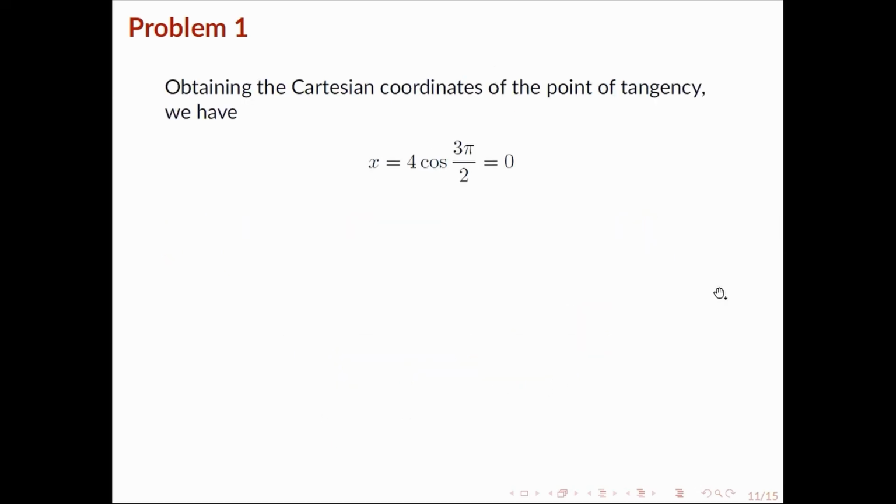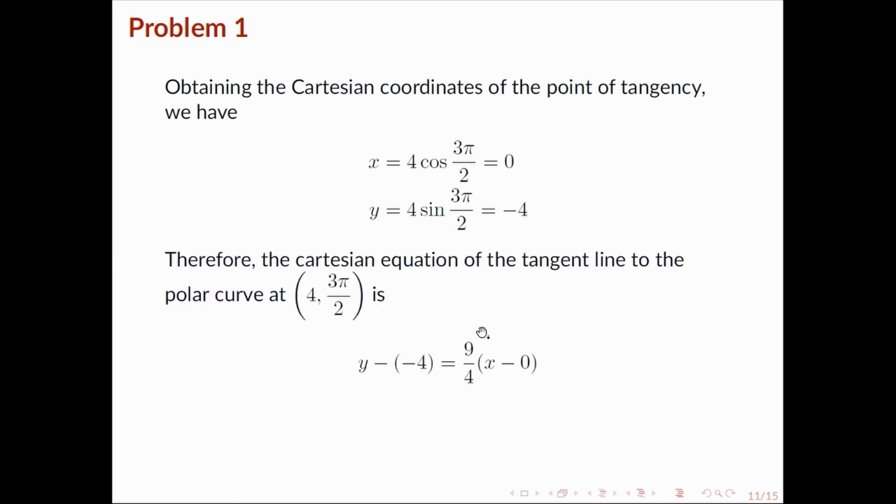Then, obtaining the Cartesian coordinates, we know that x equals r cosine theta. Substituting the value of r and theta, we get x equals 4 cosine of 3 pi over 2, which is 0. On the other hand, y equals 4 sine of 3 pi over 2, which is equal to negative 4. Therefore, using the point-slope form, the equation of the tangent line to the polar curve at 4 comma 3 pi over 2 is given by y equals 9 over 4 x minus 4.